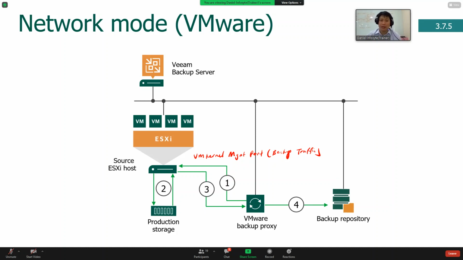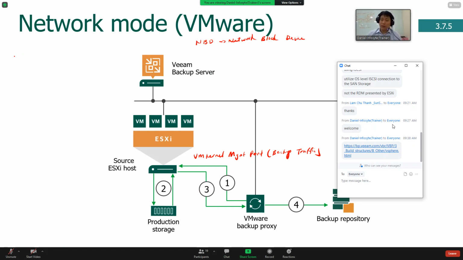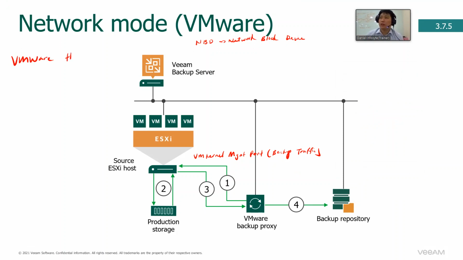Okay, so the only disadvantage here will be performance, because using network mode, we also call it the NBD option. Okay, this is what we call network block device. Now, network block device is a term from VMware. VMware actually does have throttling on the VM kernel port, to have 40% bandwidth for backup. VM kernel port 40% for backup.